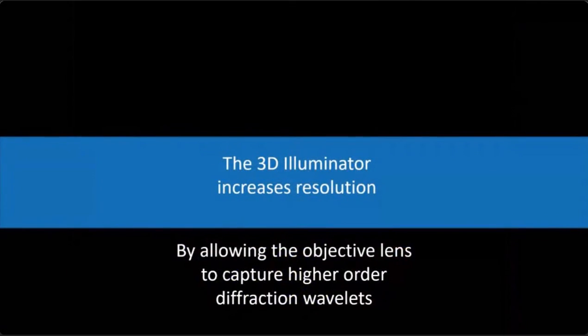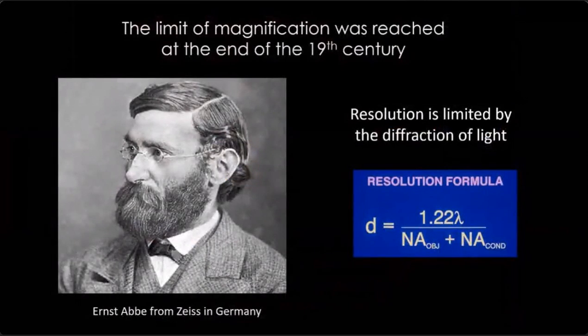The 3D illuminator also increases resolution, and it does it by allowing the objective lens to capture higher order diffraction wavelengths. Now I know it sounds sort of strange. How can you get better resolution? That's sort of fixed in the system, isn't it? Well, in fact, it is fixed in the system.